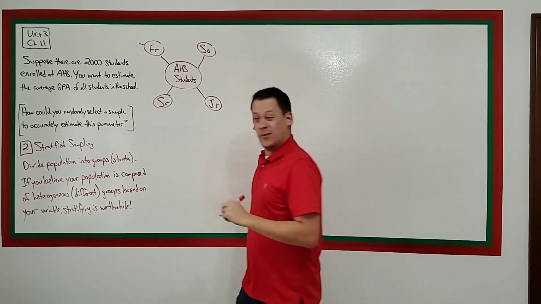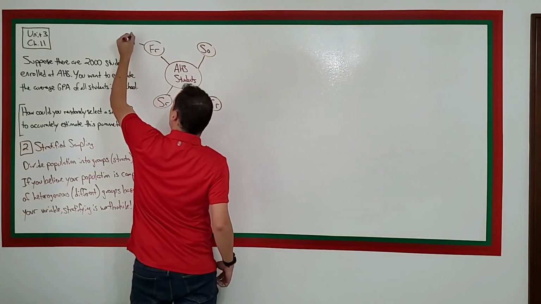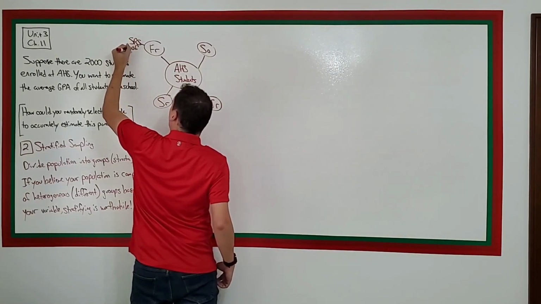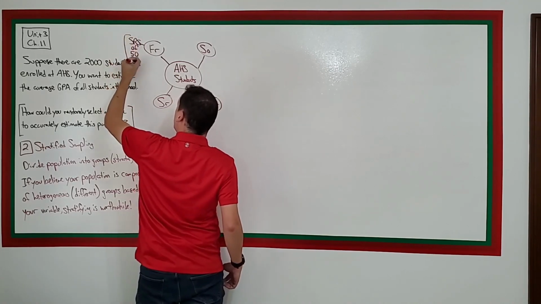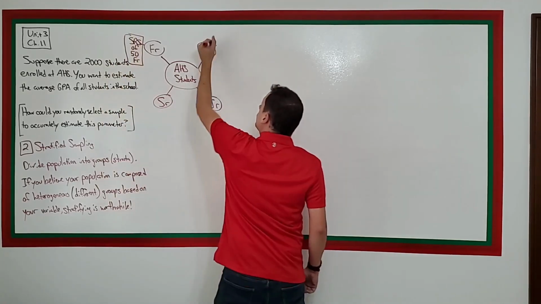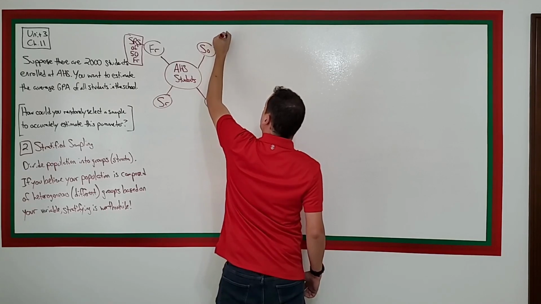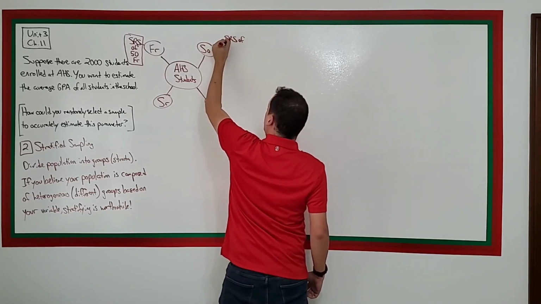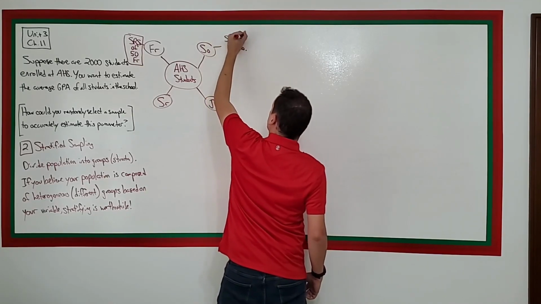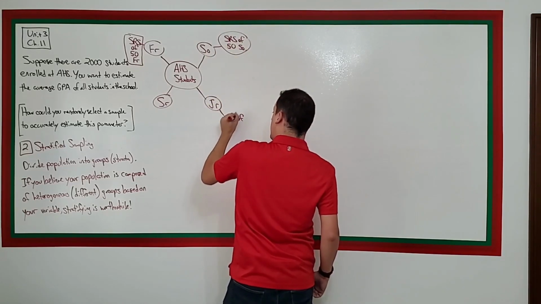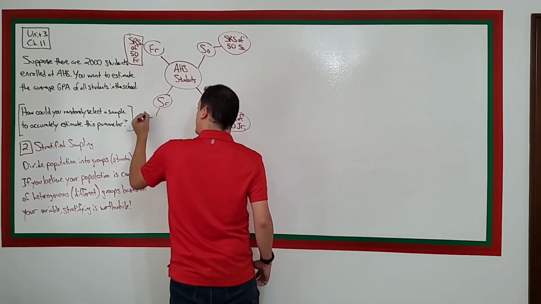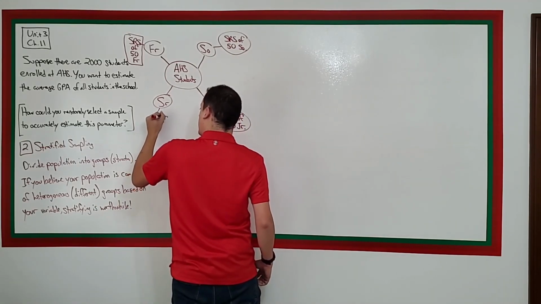A simple random sample. We're going to take an SRS of 50 freshmen. We're going to take an SRS of 50 sophomores, an SRS of 50 juniors, and an SRS of 50 seniors.